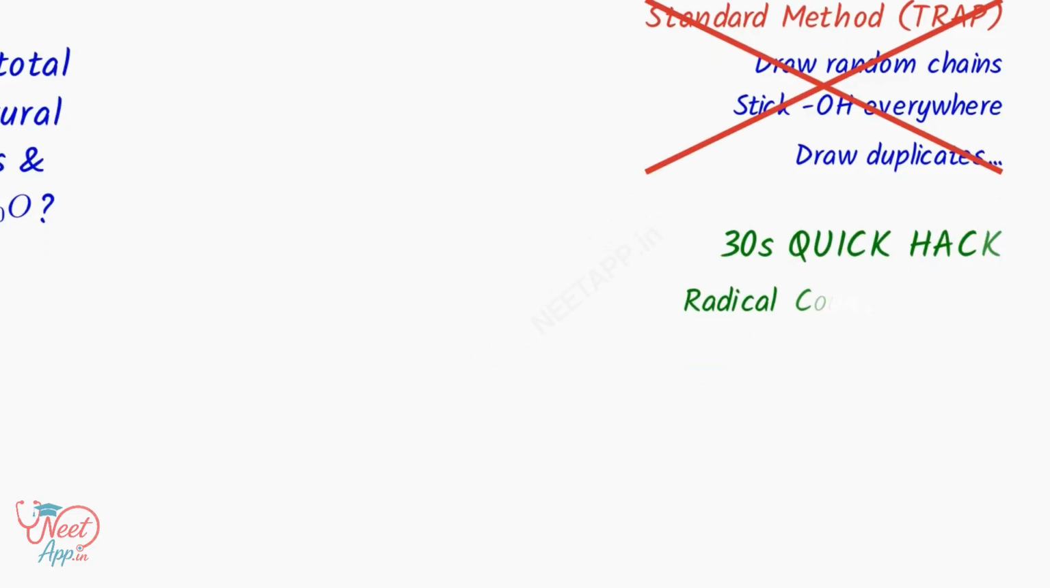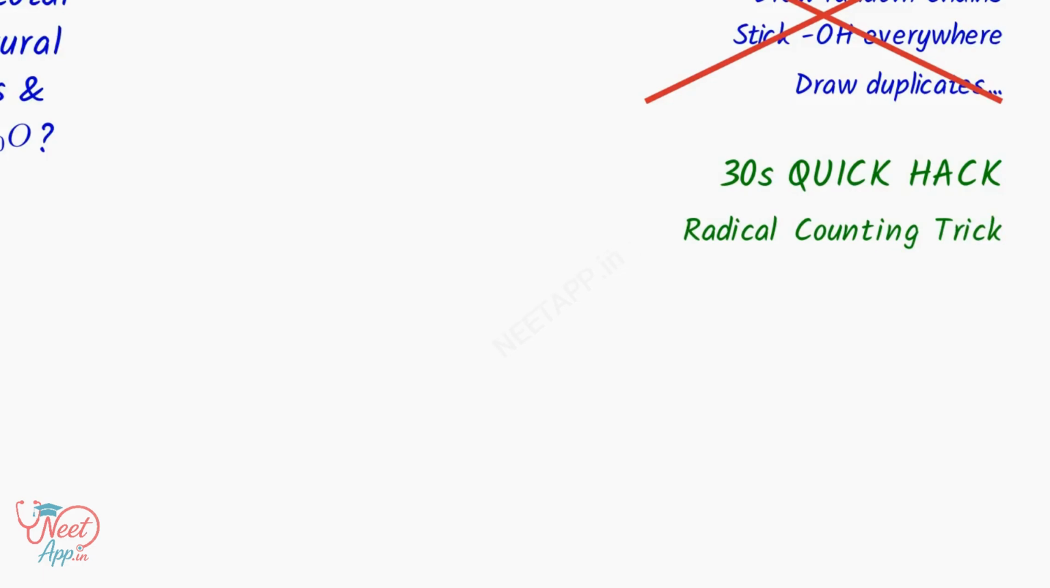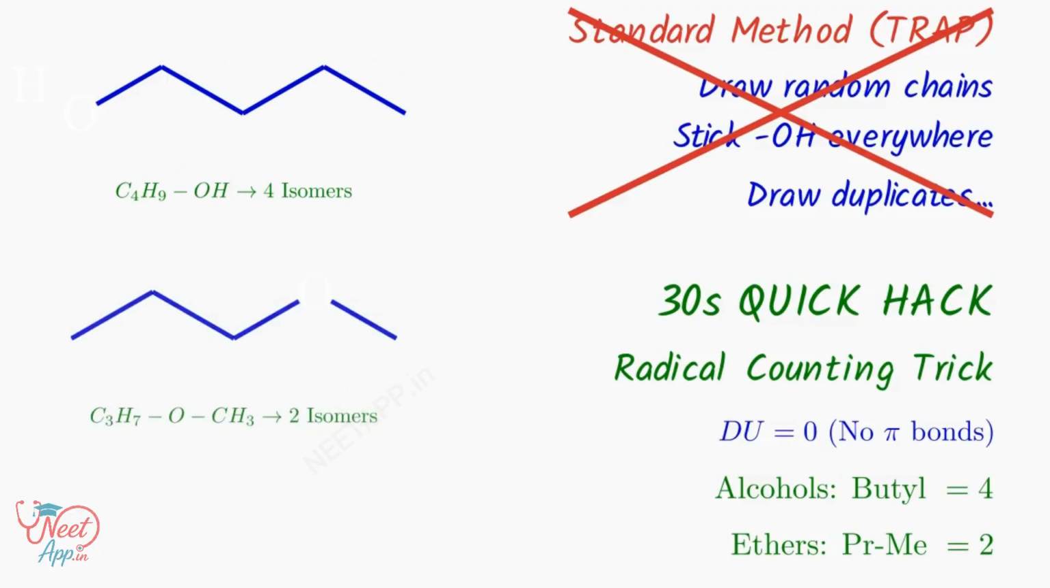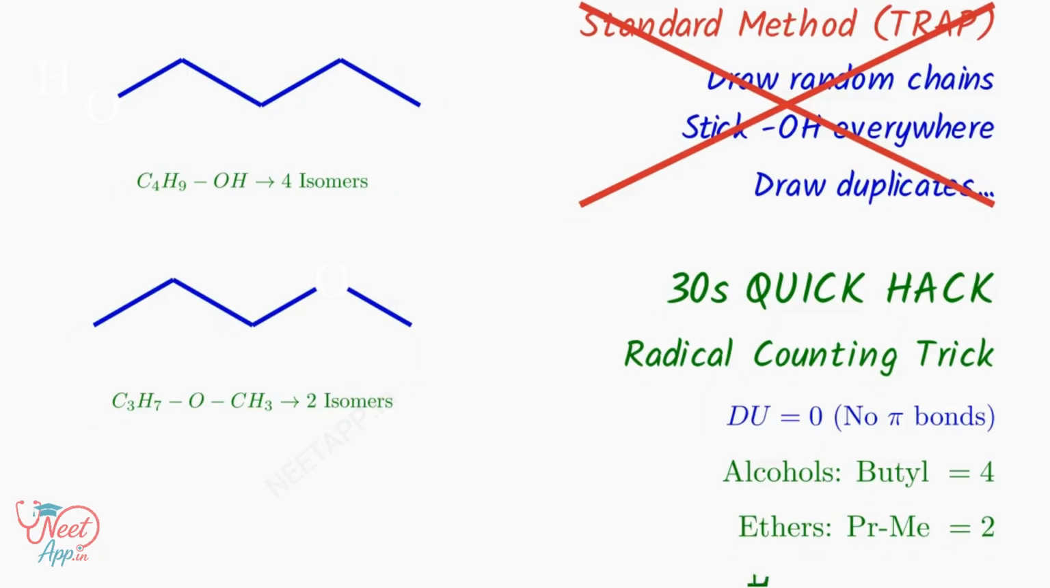Here is the 30-second shortcut, the radical counting trick. First, the degree of unsaturation is 0, so there are no double bonds. For alcohols, we attach an OH group to a butyl radical. Memorize this, a butyl radical always has exactly 4 isomers. Look at the center screen. The butyl group gives us 4 alcohols.